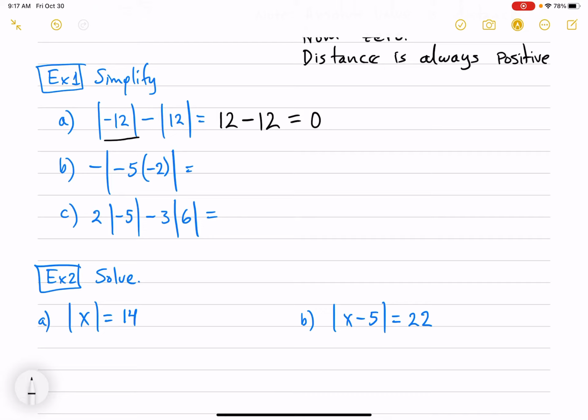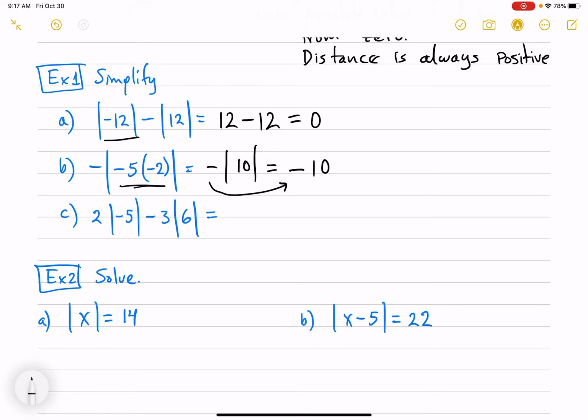The next one, we simplify inside the bars first. We need to multiply that negative times that negative, which turns into a positive 10. And don't forget that we still have a negative outside. The absolute value of 10 is 10, but we have a negative that we need to carry with us. So in this case, the answer is negative, but that's because we have a negative outside. The absolute value is always positive, but that negative outside makes the answer negative.